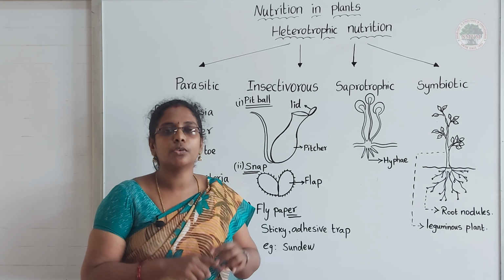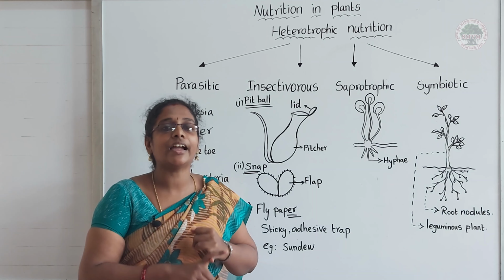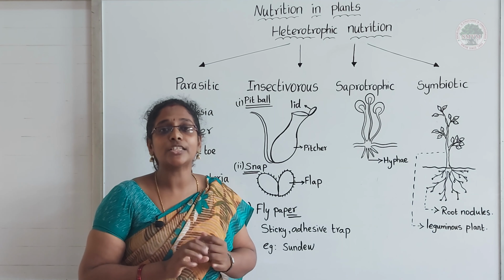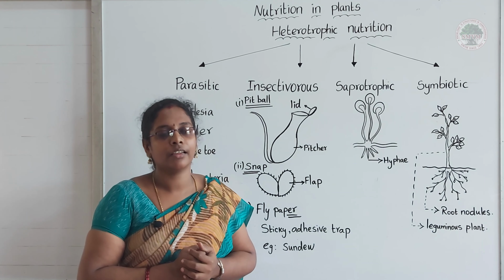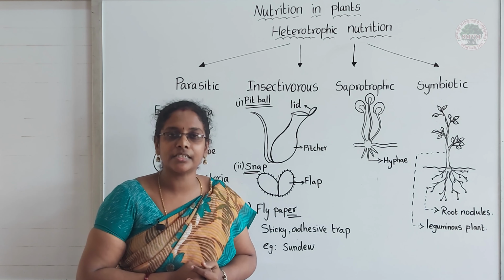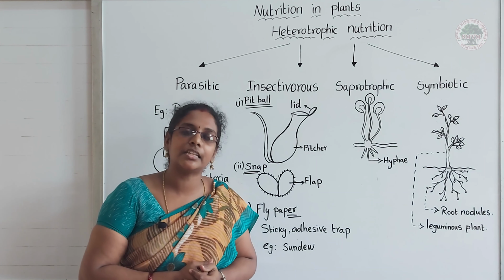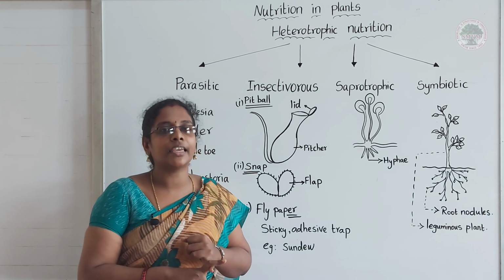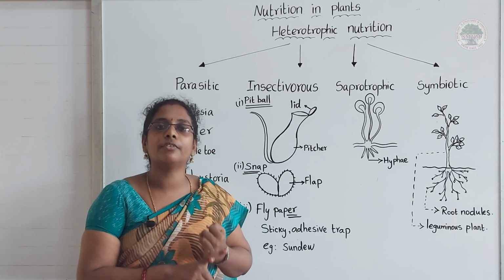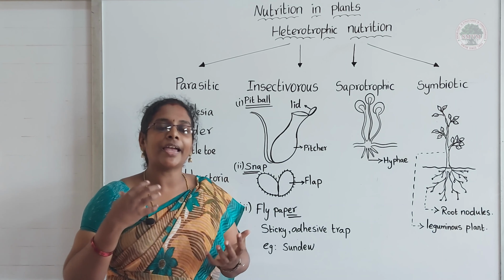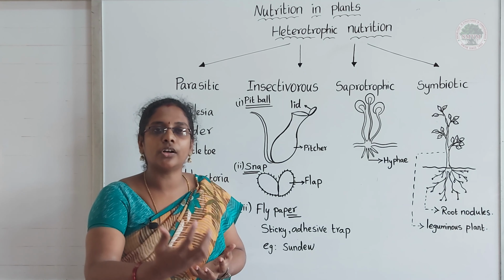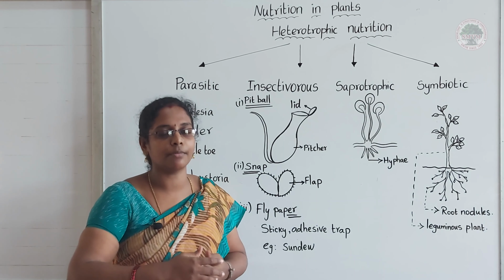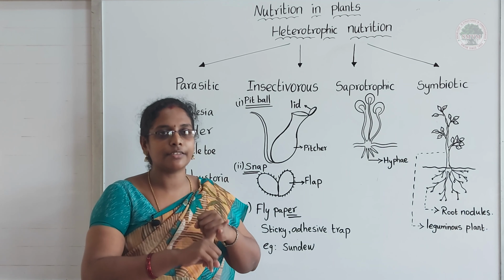insect? The first and foremost thing is attracting. It has to attract the insect in order to kill it, isn't it? So how does it attract the insect? First, it has a very wonderful odor. By sensing the odor, the insect will come to it. That is the first one.